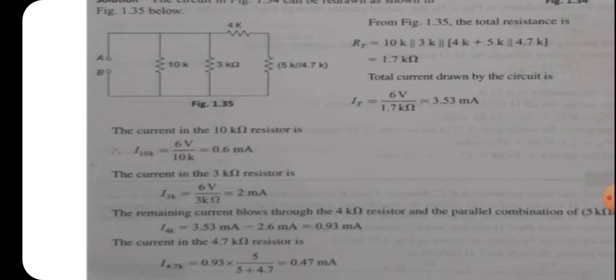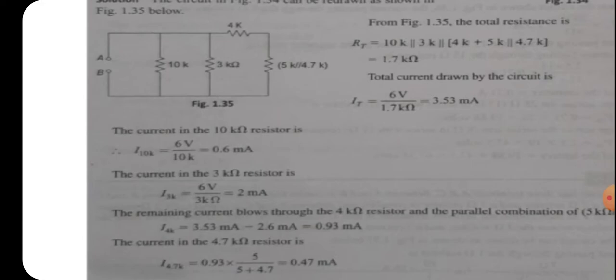Next you have to find out the current through 3 kilo ohm, which can be represented as I3K. That will be equal to voltage divided by resistance. What is the voltage across the 3 kilo ohm resistor? Voltage across the 3 kilo ohm resistor is 6 volt. So you can simply substitute for voltage and resistance. You will get I3K equal to 6 volt divided by 3 kilo ohm, that will be equal to 2 milliampere. So you got the value of current through the 10 kilo ohm resistor and the 3 kilo ohm resistor.